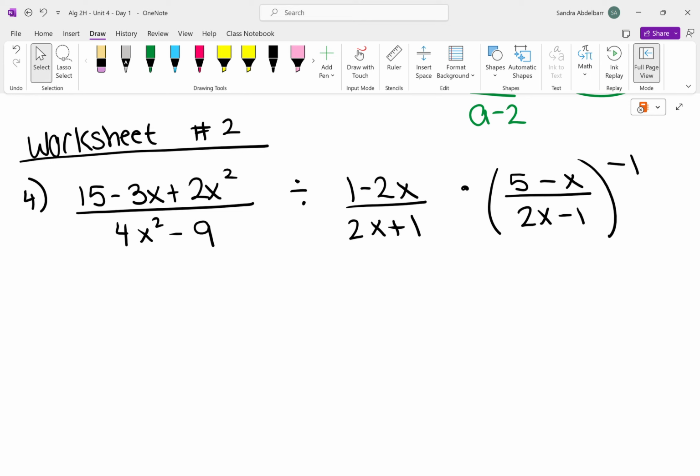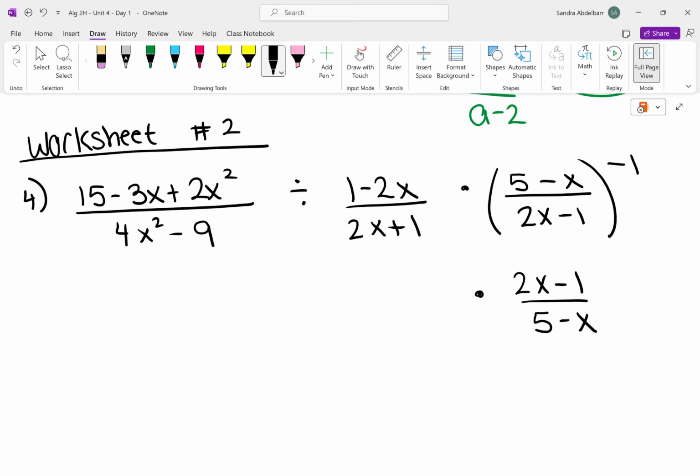Are we ready? Okay. The first thing that's catching my eye, there are so many things, is this whole expression raised to the negative first power. I don't want negative exponents. So how do I fix that when the whole parenthesis is raised to the negative first power? We just flip what's inside, right? So this is going to be times 2x minus 1 over 5 minus x. Are we all good with that?